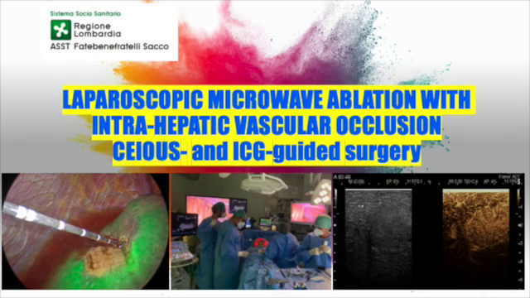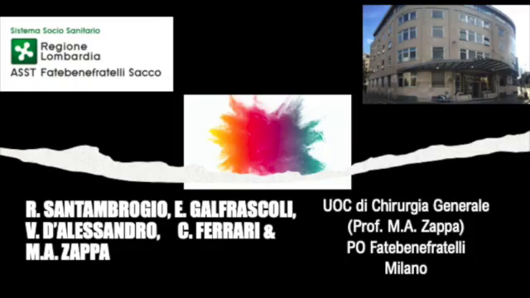In this video, we wish to show our modified technique for laparoscopic thermoablation for patients with problematic hepatocellular carcinoma. We performed a selective intrahepatic vascular occlusion in order to obtain an increased rate of total necrosis and a reduced rate of local recurrences, controlling this effect with indocyanine green imaging and laparoscopic contrast-enhanced ultrasound.